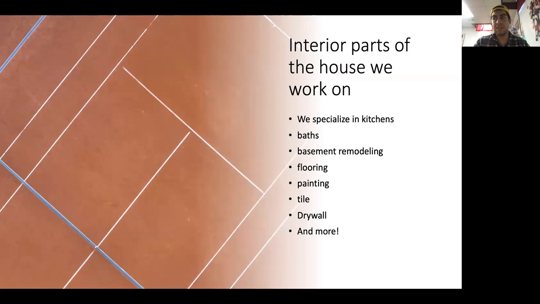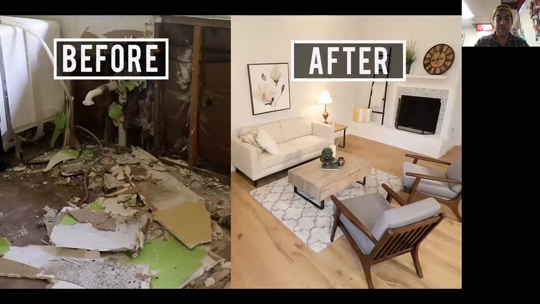To give you an idea of what we do and how things look, if you look at the picture on the left, that is usually what we start off with, and if you look at the picture on the right, that is usually what we do. That's our final product of what we offer. So we basically turn things that look like trash into beautiful living areas.